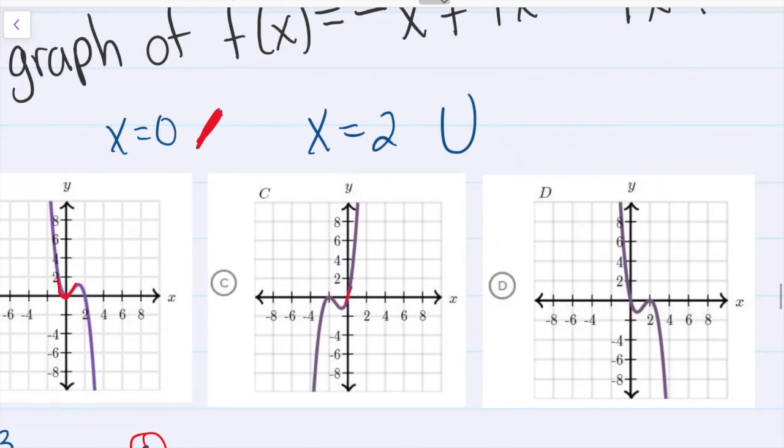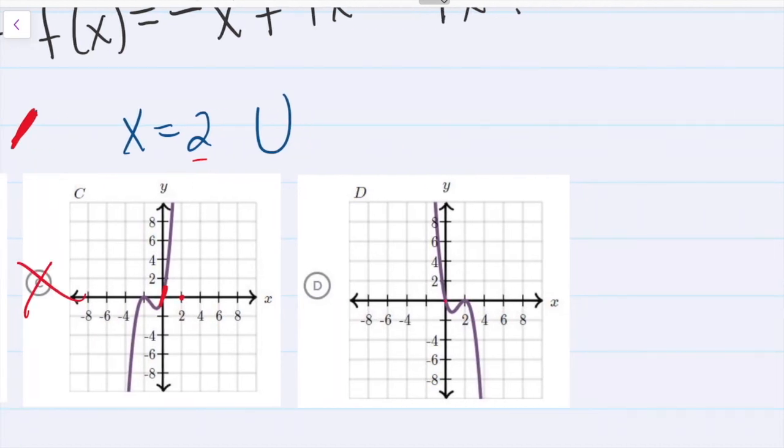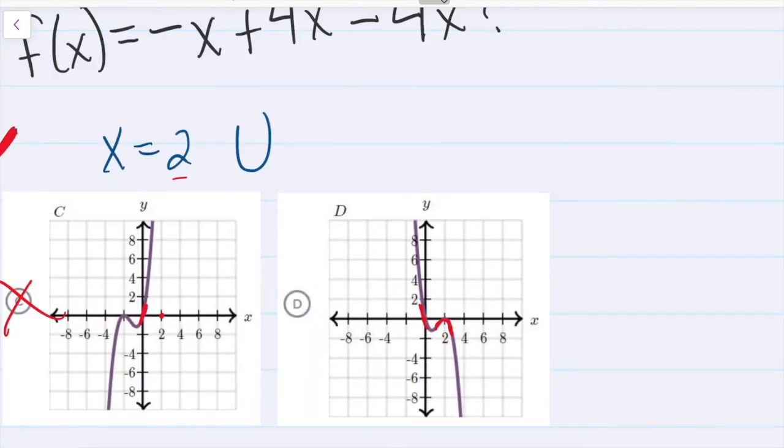Look at this one. At 0, is it crossing like a line? Yes. But we also needed it to cross at 2 like a parabola. Look, it's not even touching positive 2, so that's wrong. Look at this one. At 0, it's still crossing like a line. And what happens at 2? Doesn't it cross like a parabola? So it crosses like a line at 0 and like a parabola at 2. Therefore, letter D is the answer.